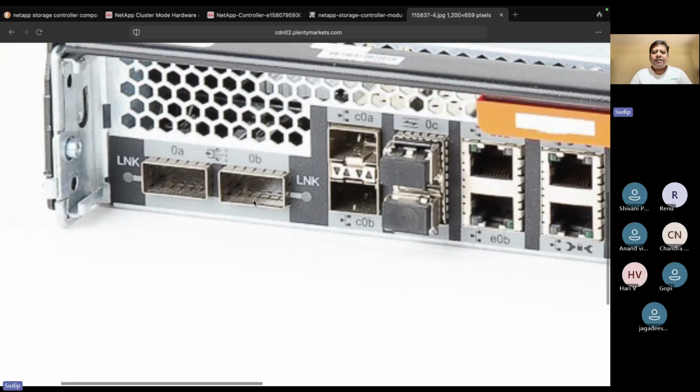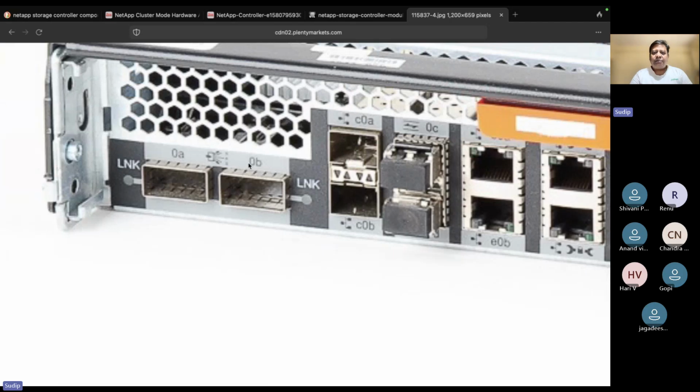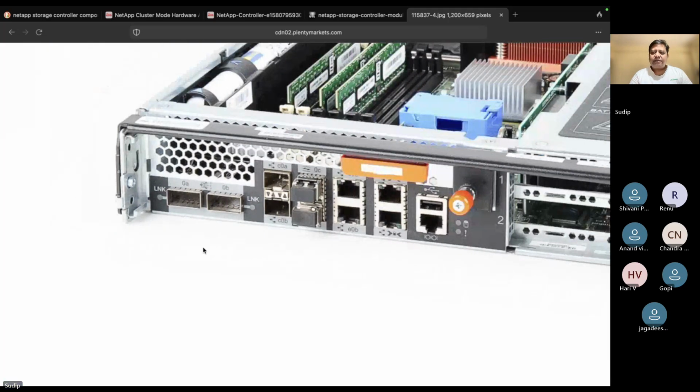And these two, this 0A and this 0B, where LNK and LNK are written, these are nothing but the SAS ports. These SAS ports are the ones that are used to connect this controller to the backend disk drives. This is how it looks like.